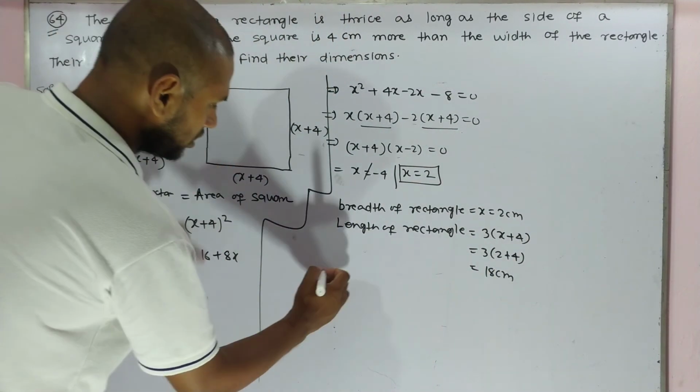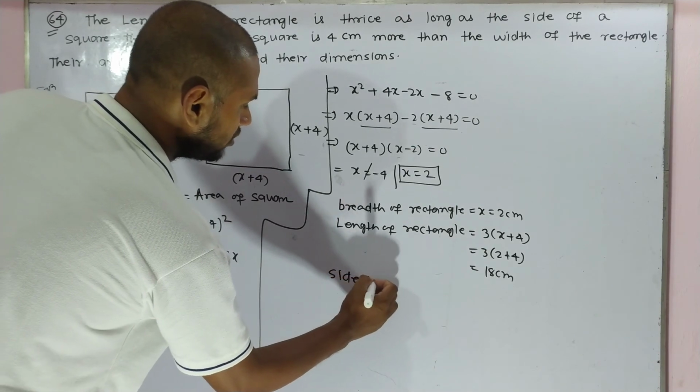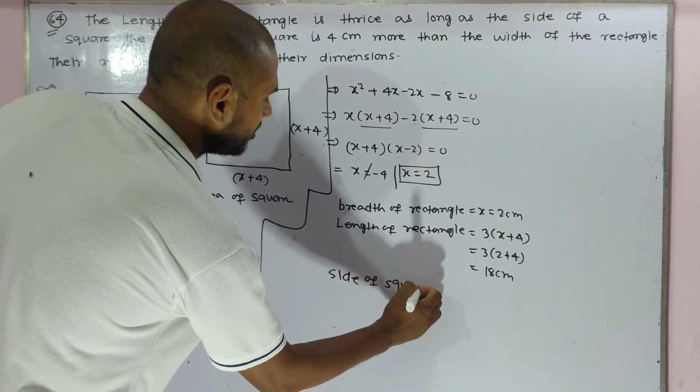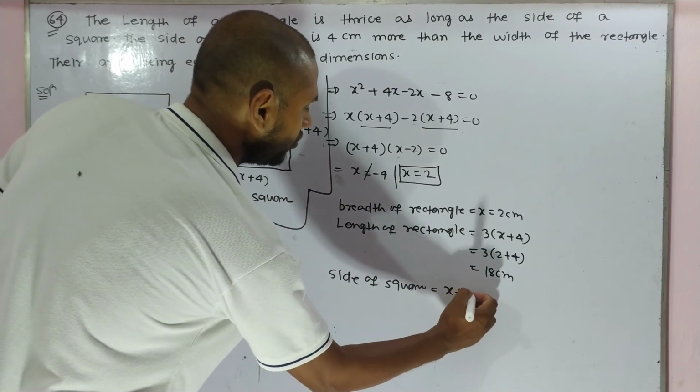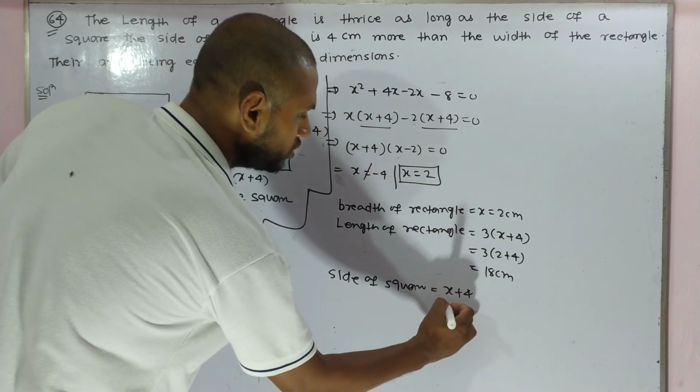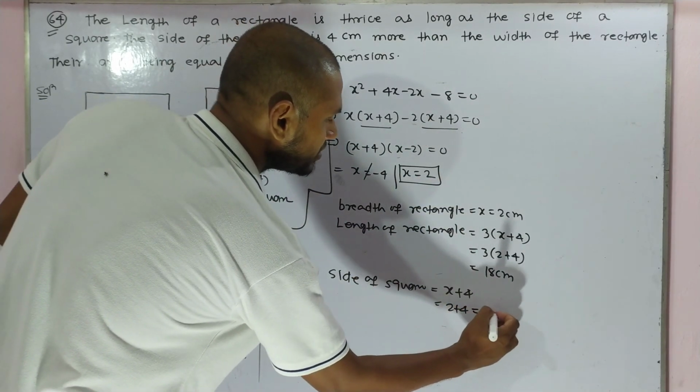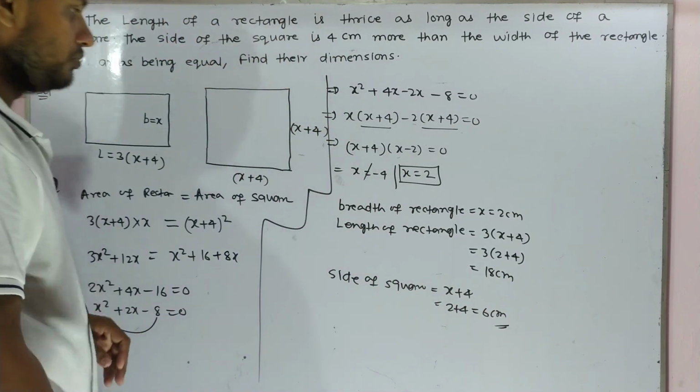And the side of the square is equal to x plus 4, that is 2 plus 4, which means 6 centimeter. I hope you are able to follow me.